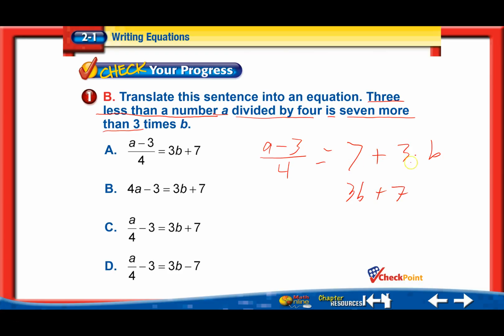Again, these are interchangeable, as in I can swap them. So this term and this term I can swap. That's why I ended up putting this over here and this over here. And that comes out to C. Whoops, I was a little bit off there. So 3 less than a number, A, divided by 4. So that's why they put A over 4 minus 3.